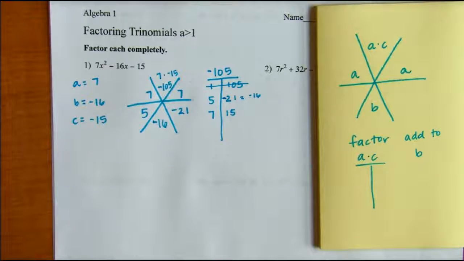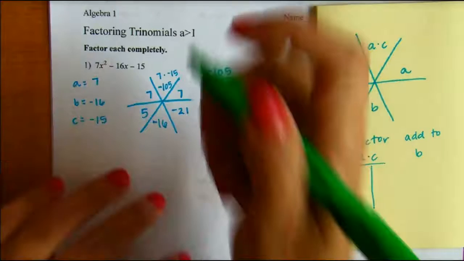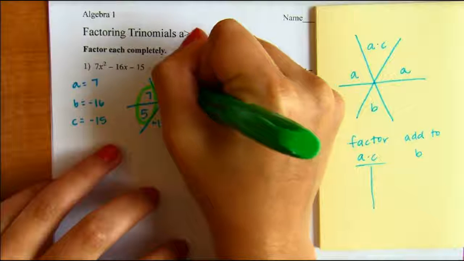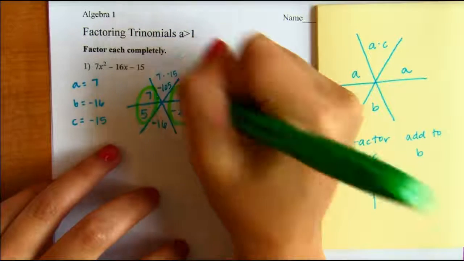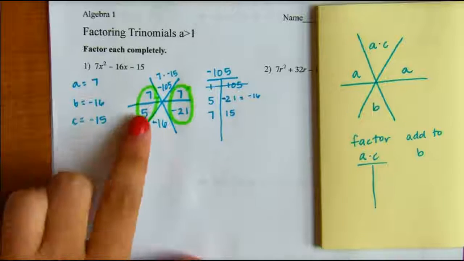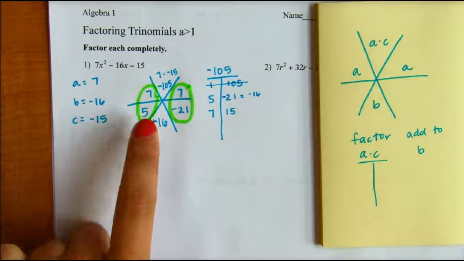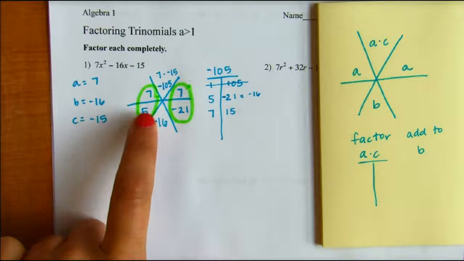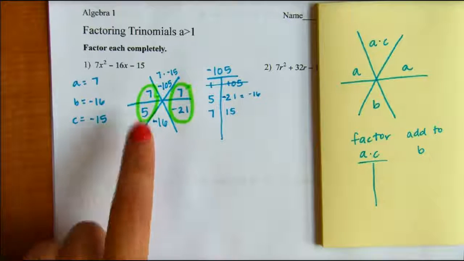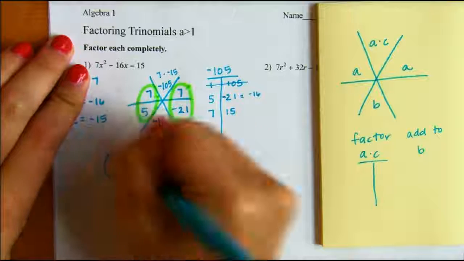From there, I'm going to look at my fractions that I've created with this A and C. So here and here. I want to figure out if I can simplify or reduce either of those fractions. With this first one, 7 and 5, they have no common factors. The only number I can divide into both is 1. So that one's going to stay the same.